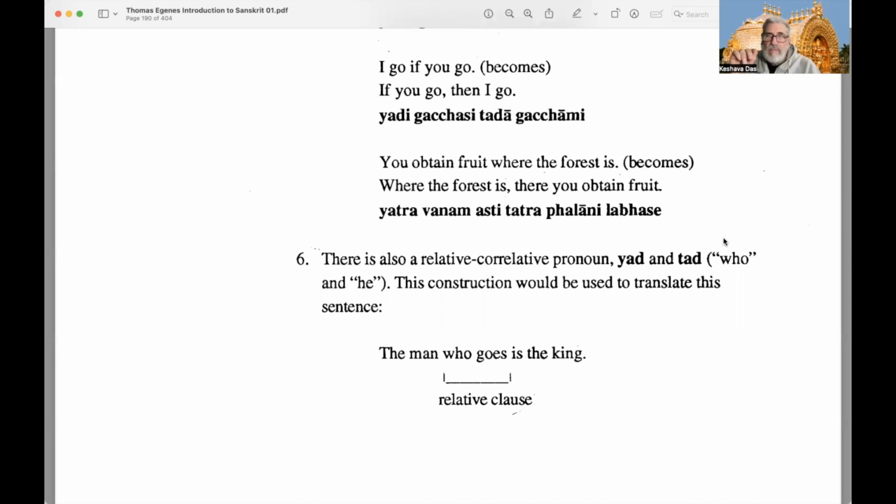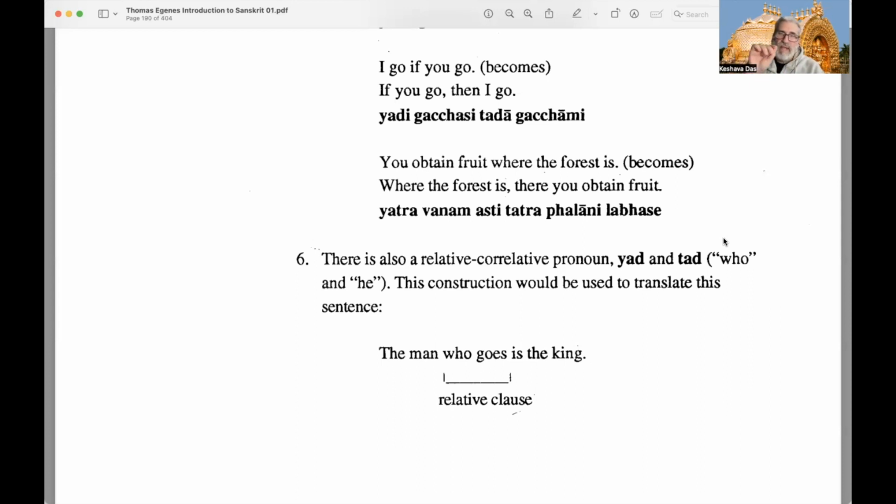We have asti. Okay, so labase is to obtain. It's a middle ending, right? So it's labate, labase, labate, like that. Labase, right? So labase means you obtain palani. Palani is plural of fruit. You obtain fruit. Tatra, there. You obtain fruit there. What's the relative clause?